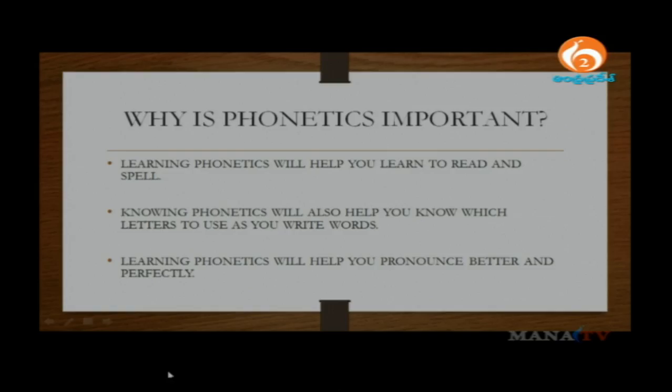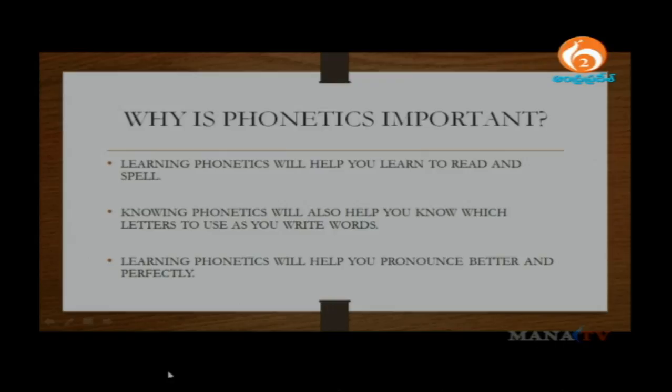The first thing phonetics will help you with is reading and writing, and the second thing is that phonetics will help you remember what kind of spelling it is, and write the spelling of the words you are listening to. Now let us see the third point. Learning phonetics will help you pronounce better and perfectly. Phonetics is all about pronunciation.